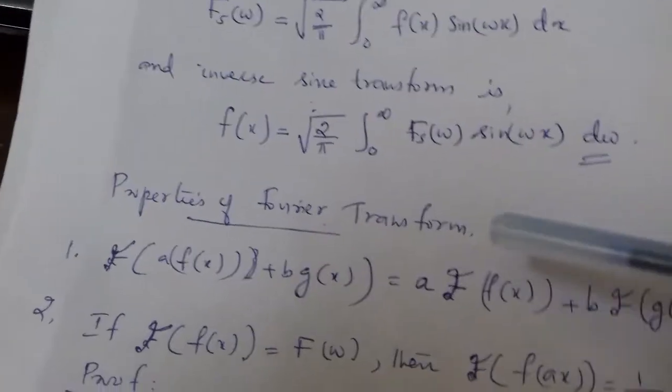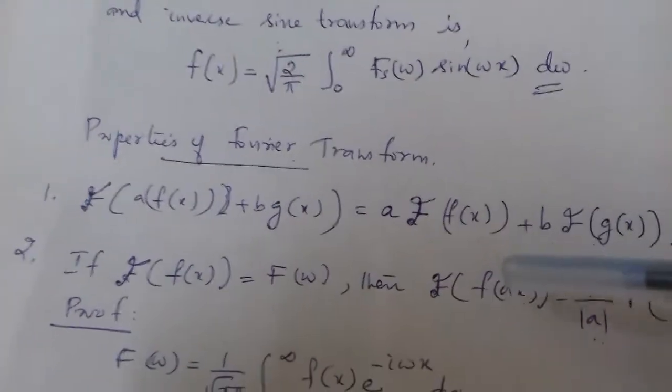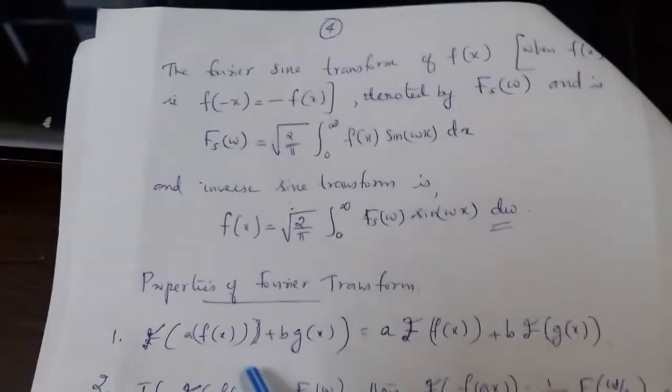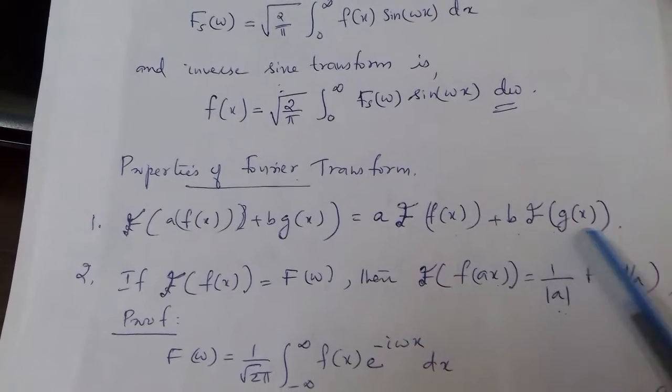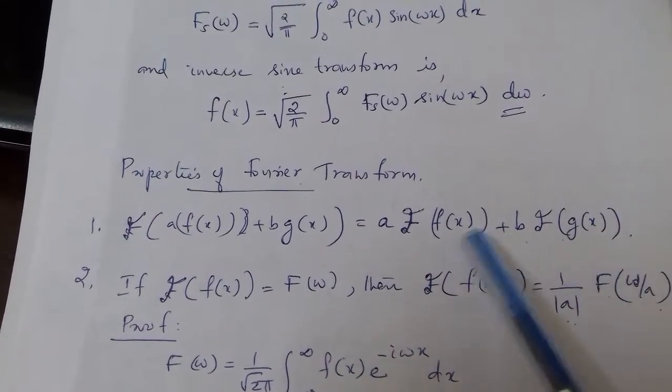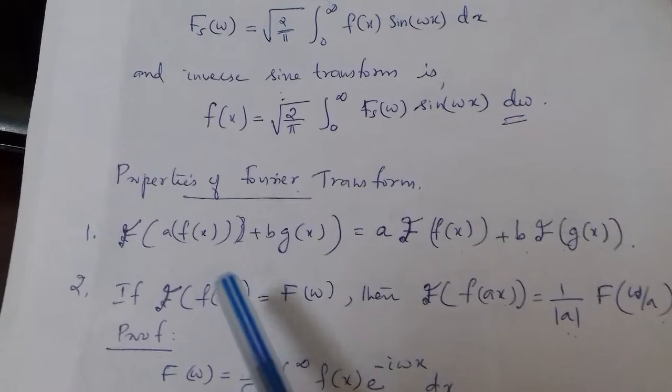So next is properties of Fourier transform. First one, F of a f of x plus b g of x is a into F of f of x plus b into F of g of x. This is the linearity property.